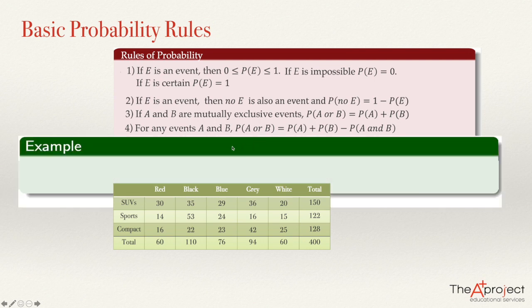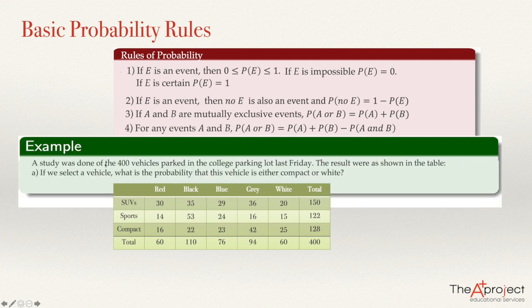Let's see an example. The same situation, but now we are going to compute this probability. If we select a vehicle, what is the probability that this vehicle is either compact or white? These two events are not mutually exclusive because they can happen at the same time. I can choose a car that is at the same time compact and also white. Actually, there are 25 of these cars. These 25 cars are at the same time white and compact. So these two events are not mutually exclusive. For that reason, I cannot use the previous formula. I need to use this formula.